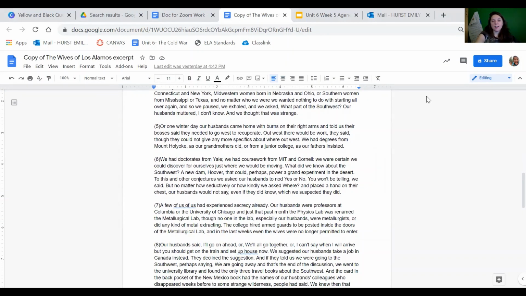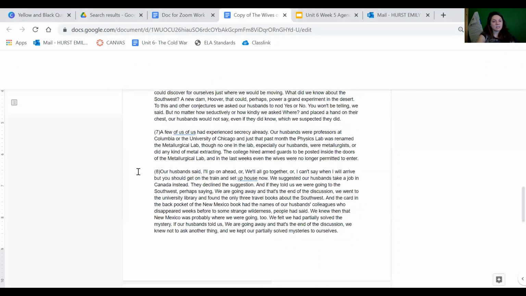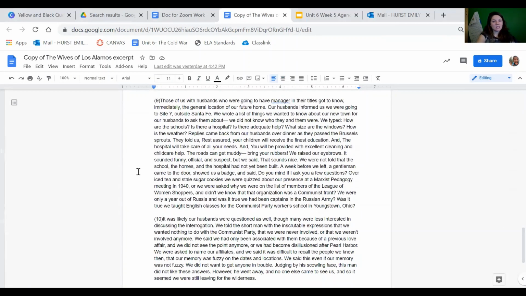All right, now we're going to look at paragraphs 5 and 6 together. What words and phrases in these paragraphs contribute to the lack of knowledge that the women have? What can we infer about the women in these paragraphs? And then finally, we're going to look at paragraph 9. What words in this paragraph expose the story as being about the Cold War? What is happening in this paragraph? How does this connect to some of our other readings?